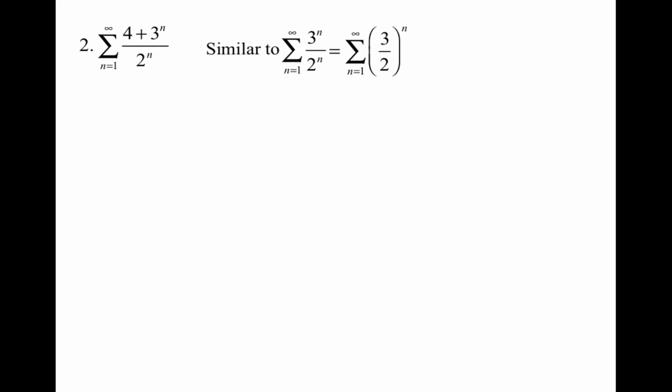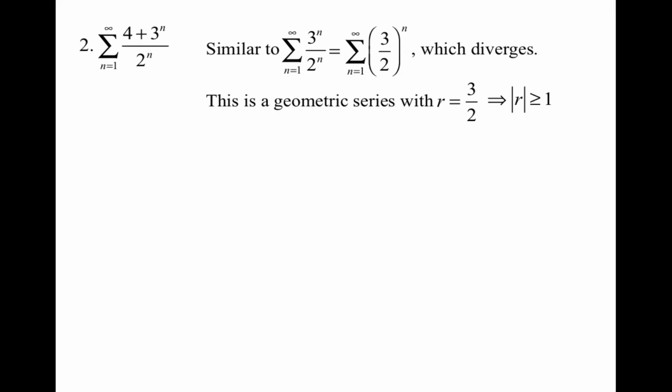All right, let's take a look at this series. For the comparison test, the familiar series that I would look at is 3^n over 2^n. And I can rewrite this as a geometric series, (3/2)^n. And since this is geometric, where the r value is 3/2, and since the absolute value of 3/2 is greater than or equal to 1, I know that this geometric series diverges.